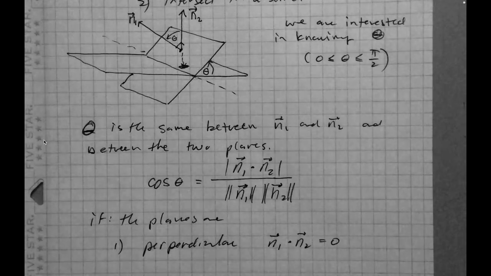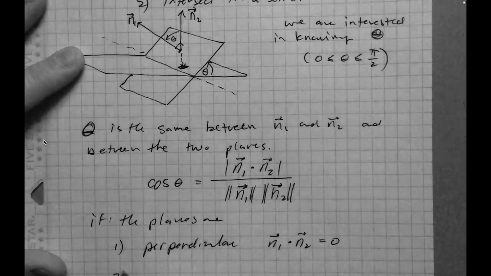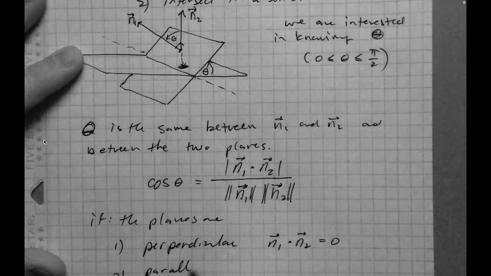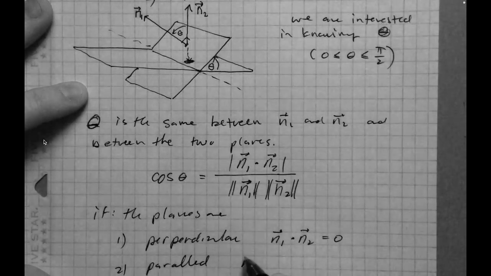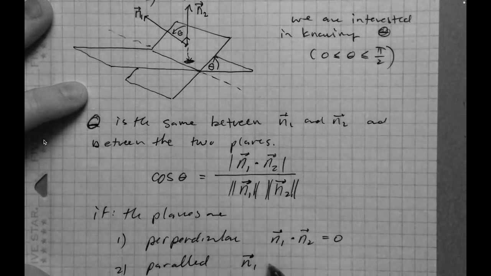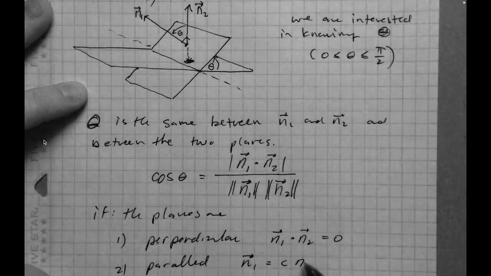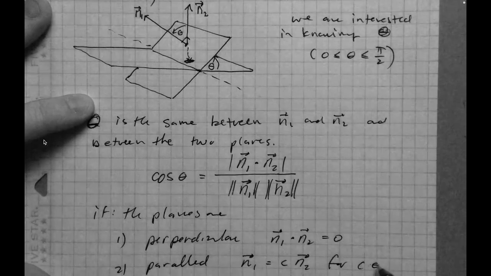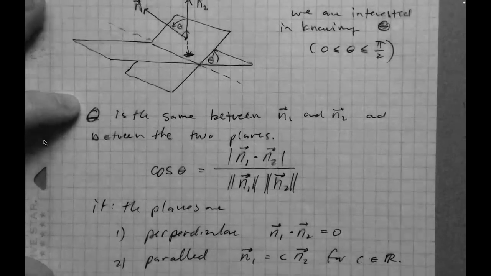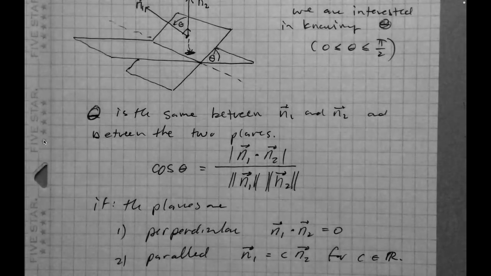Okay, and what happens if the planes are parallel? These are kind of the extreme cases with these intersecting planes. If the planes are parallel, then the normal vector 1 is going to be equal to c times normal vector 2, for some c in R. Basically, one is a scalar multiple of the other. If they're parallel. Hopefully that makes sense.